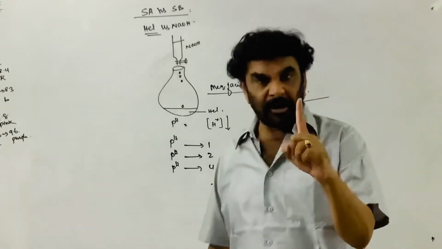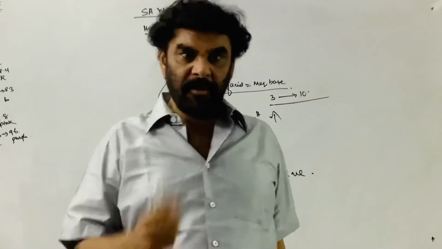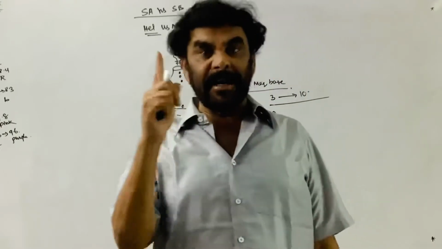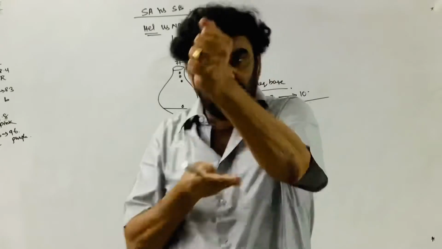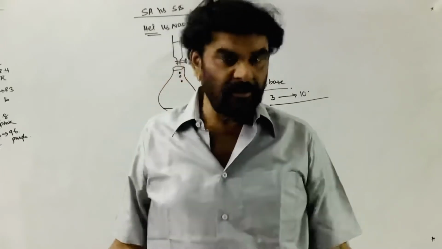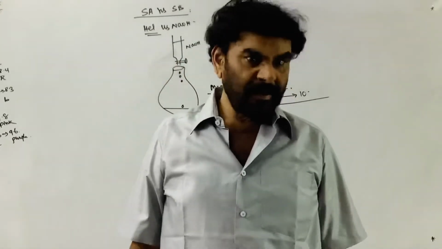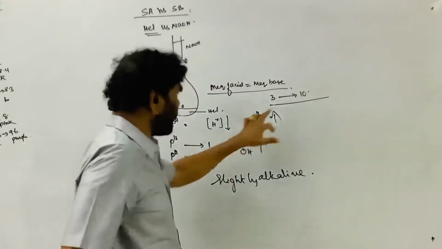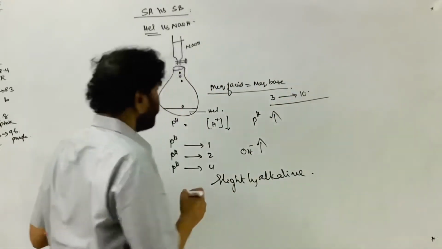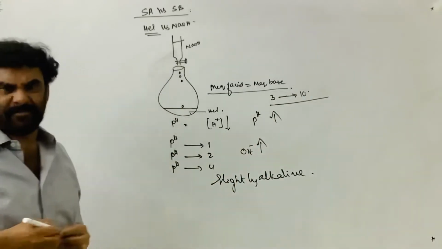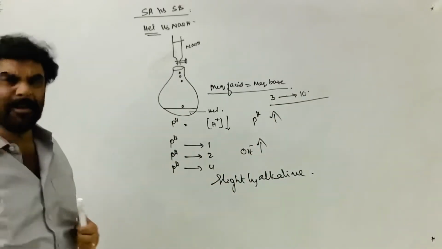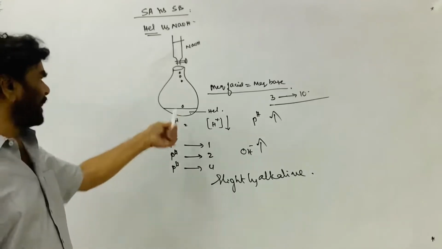1 ml is equal to 20 drops, so 1 drop is equal to 0.05 ml. We can't cut the drop and add it. There is no such facility. So that is what happens, from 3 to 10. This is the equivalence point, with excess neutralization. What excess? A negligible amount of excess is added.